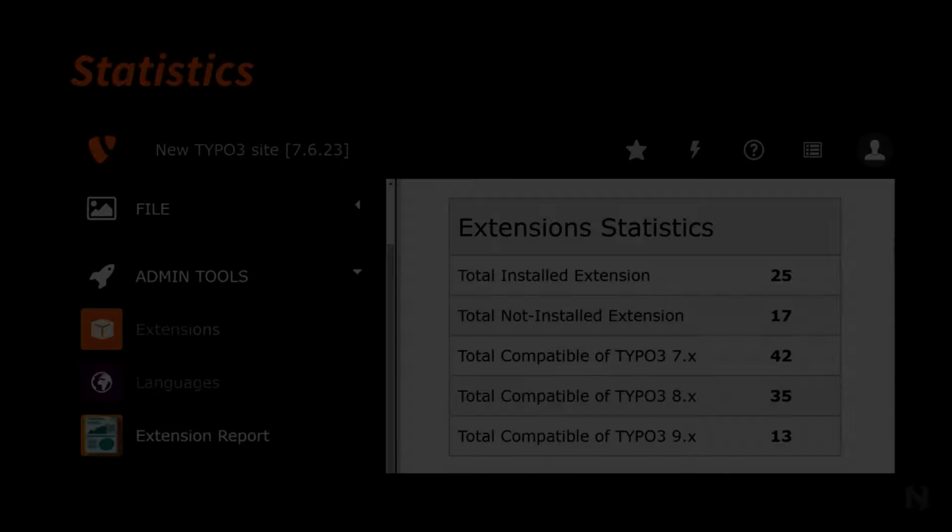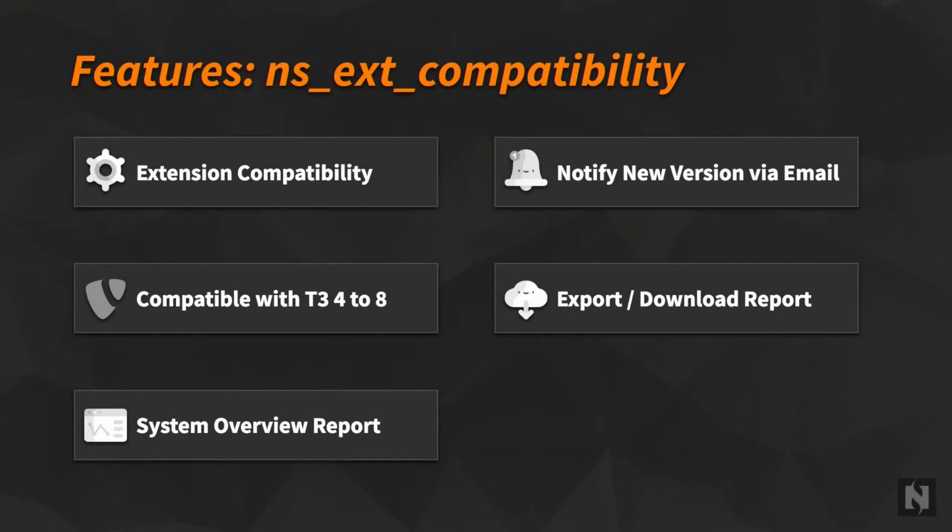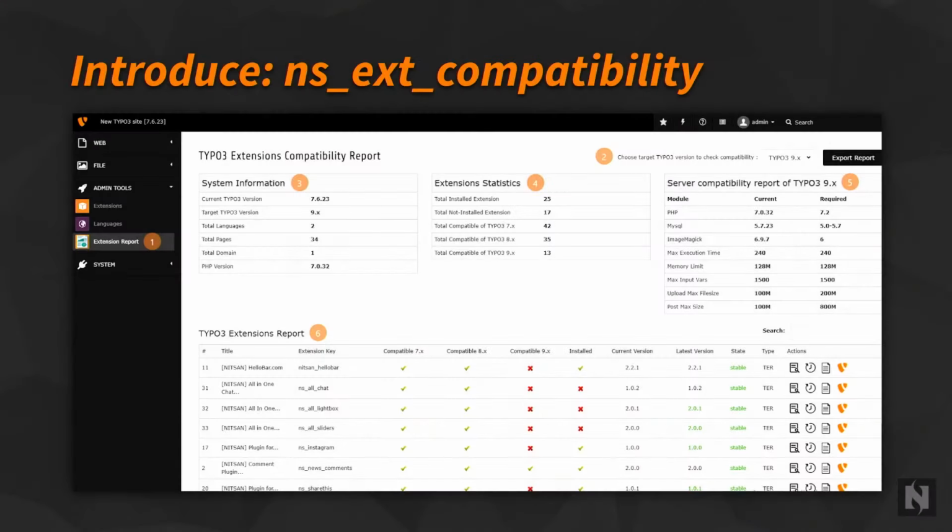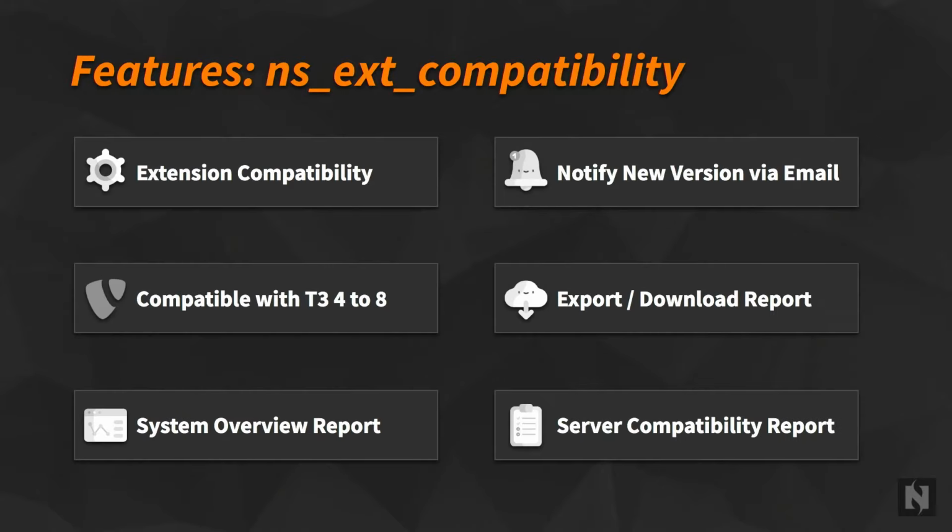By the way, just a minute, I just missed this. You can see, select the target version here. If you want to upgrade to TYPO3 9, just select TYPO3 9, and it will generate the report based on that selection, right? You just need to do that.